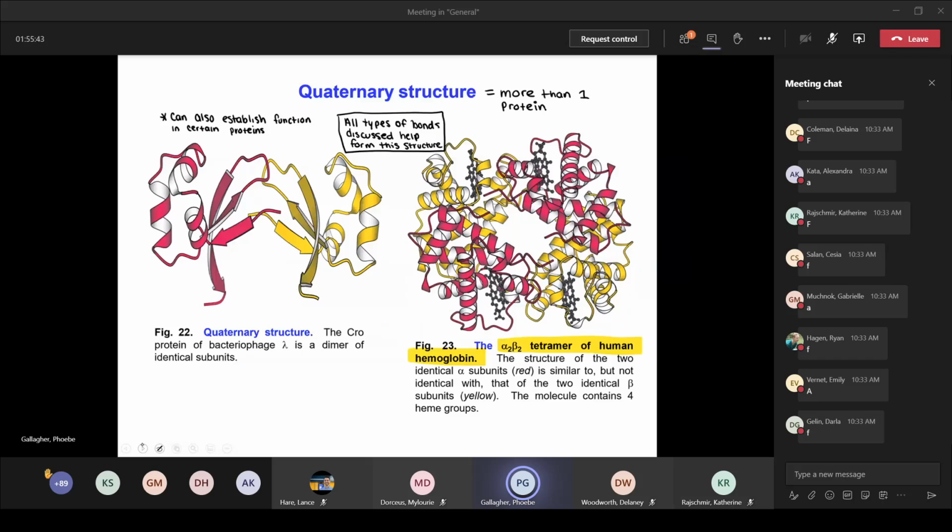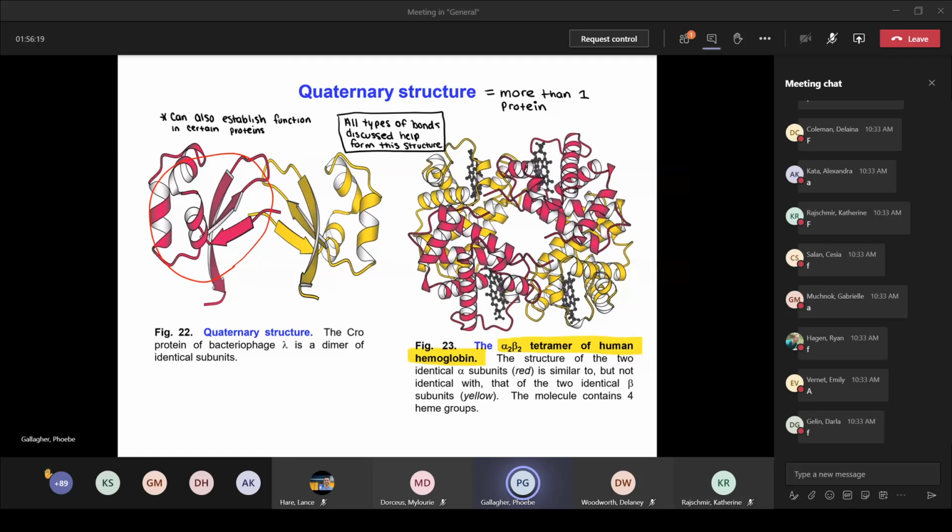Okay, this is a transition slide. So here she wanted to give you an example of quaternary structure. Quaternary structure is going to be more than one protein put together through the same types of bonds that you would see in tertiary structure. Your primary structure is made up of covalent bonds or peptide bonds. Your secondary structure is made up of hydrogen bonds, and then your tertiary and quaternary structure are made of all of those other bonds that we talked about at the beginning.